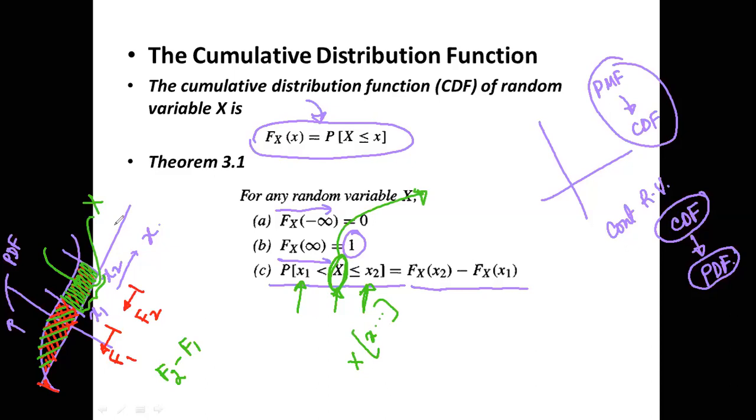Yes, sir. Sir, shouldn't the position of x alter the subtraction value, F_X of x2 minus F_X of x1? Like the position is changing, it's not discrete. So the summation shouldn't change along with the position of x. Actually, I'm not clear what your question is.